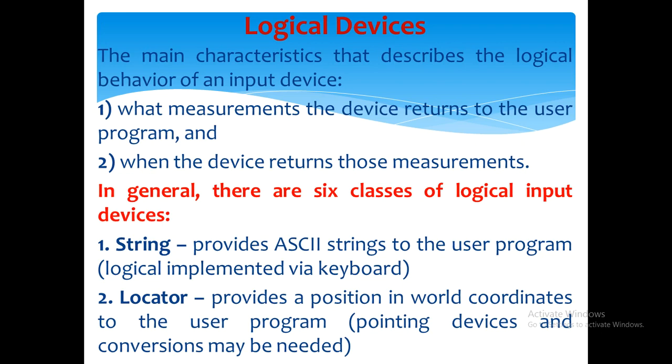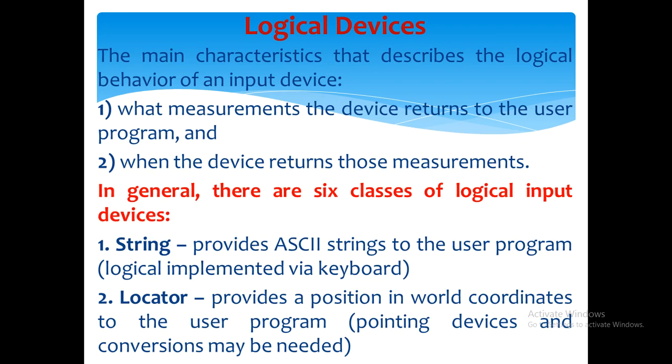What measurements the device returns to the user program means once you interface any input device in your program, what data it is returning to your program, and when the device returns the measurements. Basically, the characteristic describing the logical device behavior is what input it is giving to your program, and when it is giving it. These are the characteristics or behaviors of the input device, right?